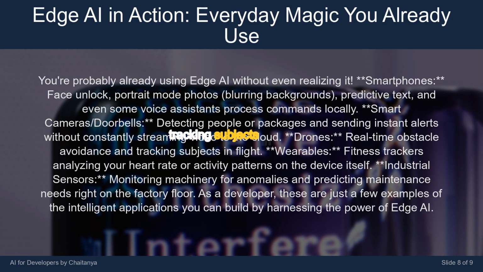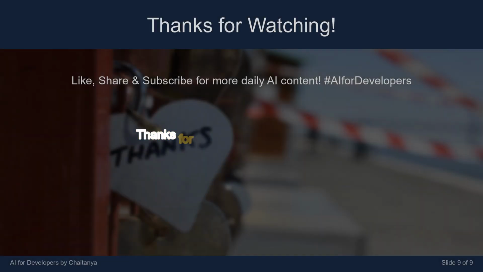Drones: real-time obstacle avoidance and tracking subjects in flight. Wearables: fitness trackers analyzing your heart rate or activity patterns on the device itself. Industrial sensors: monitoring machinery for anomalies and predicting maintenance needs right on the factory floor. As a developer, these are just a few examples of the intelligent applications you can build by harnessing the power of Edge AI.